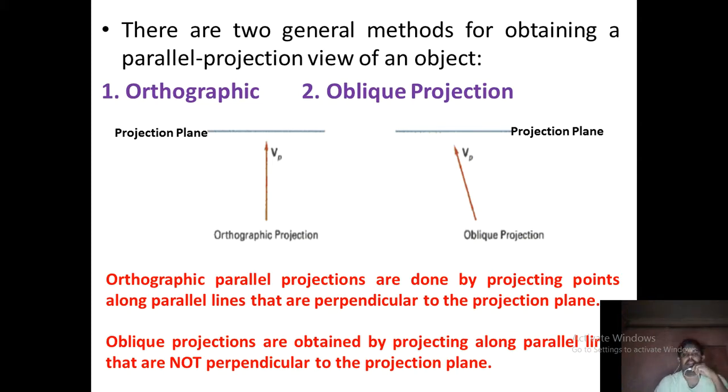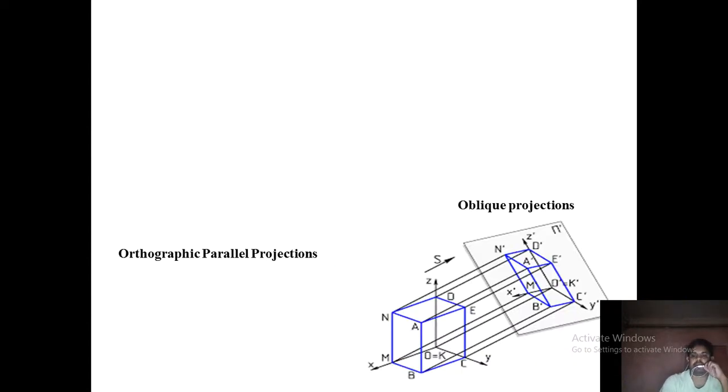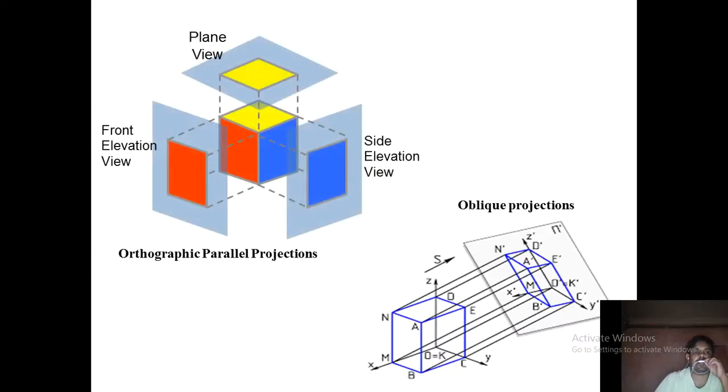Orthographic parallel projections are done by projecting points along parallel lines that are perpendicular to the projection plane, right? That is called orthographic projection. Oblique projections are obtained by projecting along parallel lines that are not perpendicular to the projection plane. As I told, if you see my right side image, that projector is not exactly perpendicular, there is some inclination. This is what oblique projection is, right? Here you can see, right?